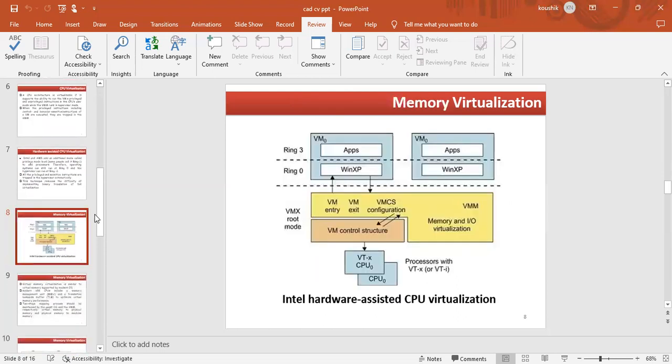So this is the diagram, based on Intel hardware-assisted CPU virtualization. We have two rings, ring 0 and ring 3, where ring 3 contains the apps and ring 0 contains the WinXP. And we have VMX root mode, which contains VM entry, VM exit, VMCS configuration, and the VMM. These come under memory and I/O virtualization. We have the VM control structure connected to and fro to memory and I/O virtualization.